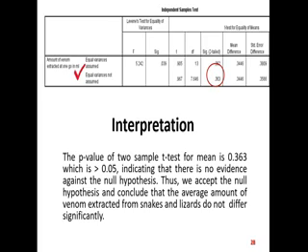0.363, which is greater than 0.05, indicating that there is no evidence against the null hypothesis. So we accept the null hypothesis and conclude that the amount of venom extracted from the snakes and lizards on an average do not differ significantly. So this is the outcome of the study. So if the researcher is interested in the quantity of venom, then he can extract from snakes or from lizards, it is up to him. And there is no way in which he can get more either from the snake or from the lizard. So that is the outcome of this test.